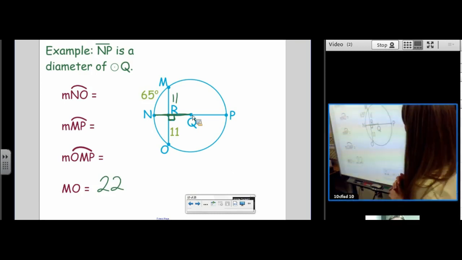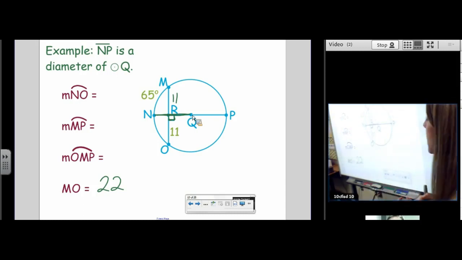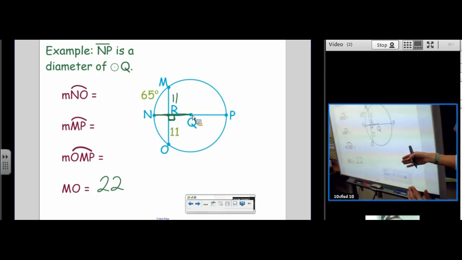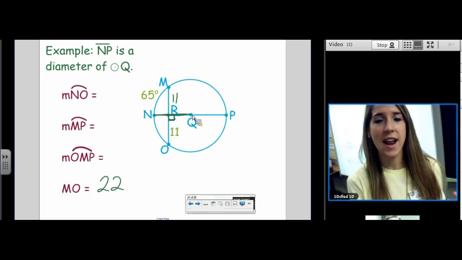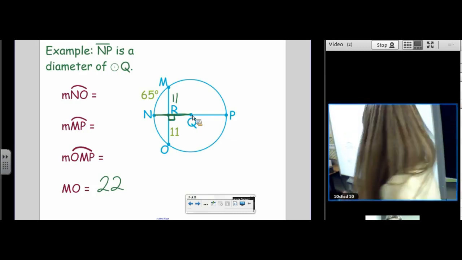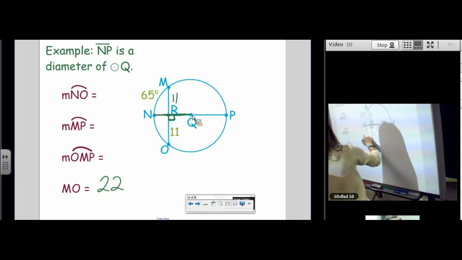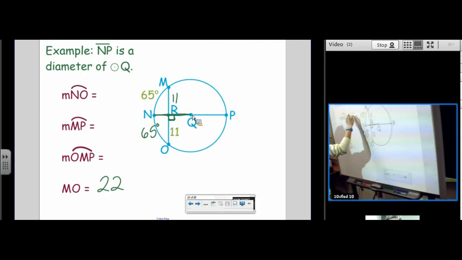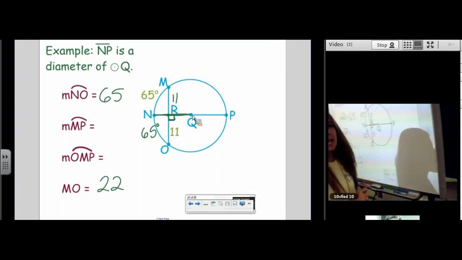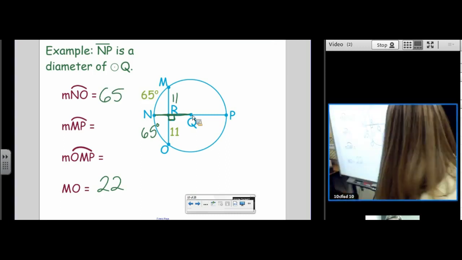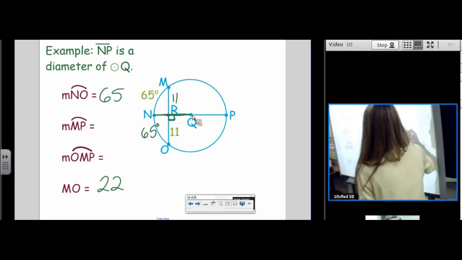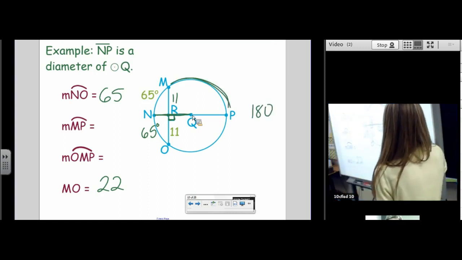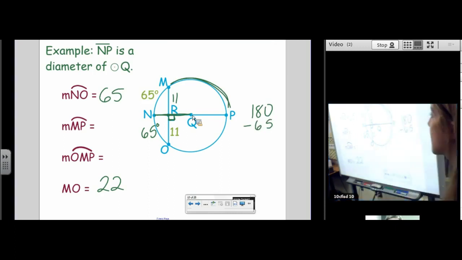All right, so likewise, remember if the radius is perpendicular to a chord, it's not only going to cut that chord in half, it's also going to cut the arcs in half. So MN is 65 and NO is also 65. Arc MP. Now we're going to use our diameter to help us out with MP because we know in a semicircle there's 180 degrees. So if we take away MN, we will be left with MP.